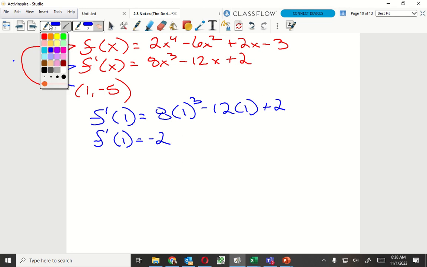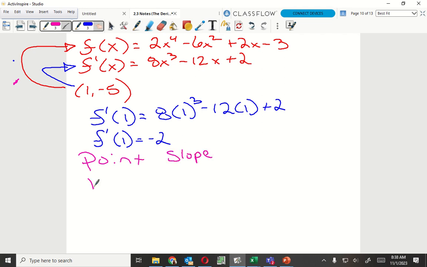So now it's asking for the equation of the tangent line. So the equation of the tangent line, I'm going to use point slope: y minus my y value here, which is negative 5, is equal to my slope, which is negative 2, times quantity x minus 1. And if this one right here was the AP exam and the free response, I would say leave it right there. So a free response, leave it there.